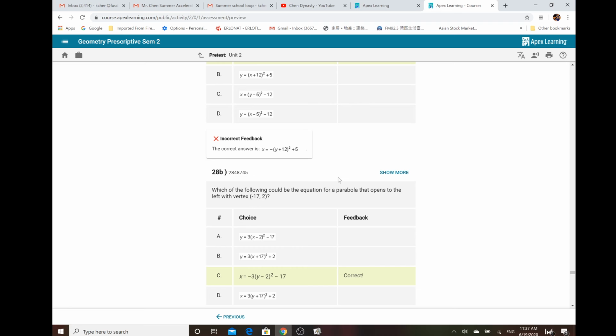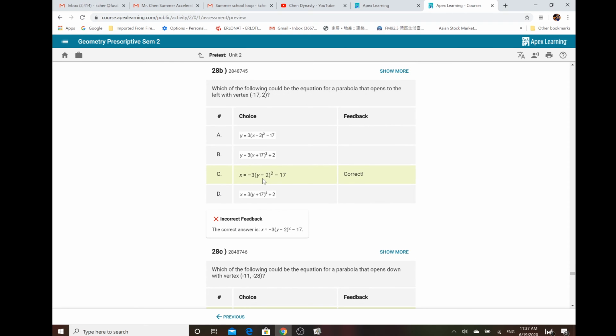Okay, so here's another one. Open to the left, so that means the value of A has to be negative. And the rest of those, well, they're not even sideways. This one is just like a regular parabola, up and down. So the only choice that we have is C.